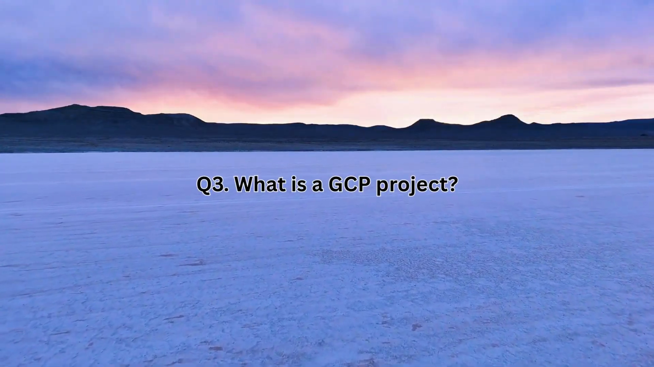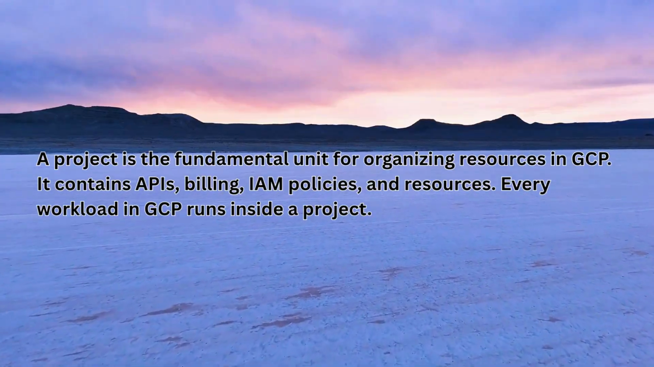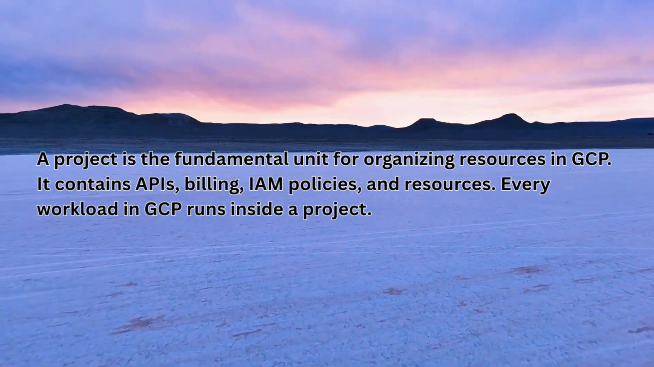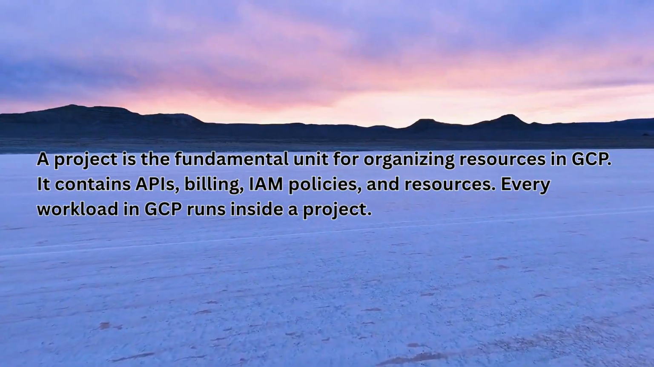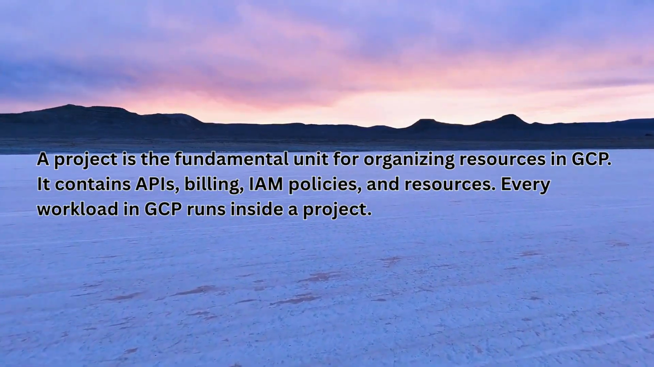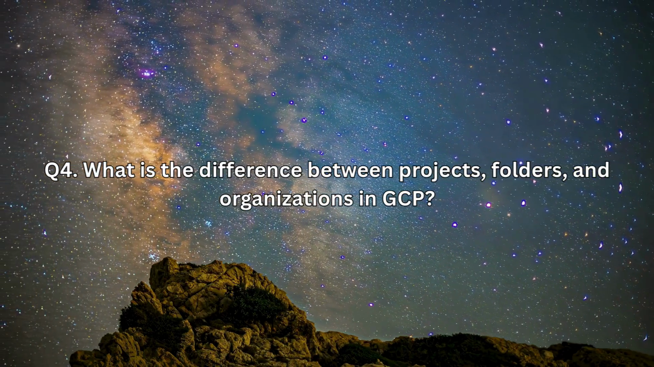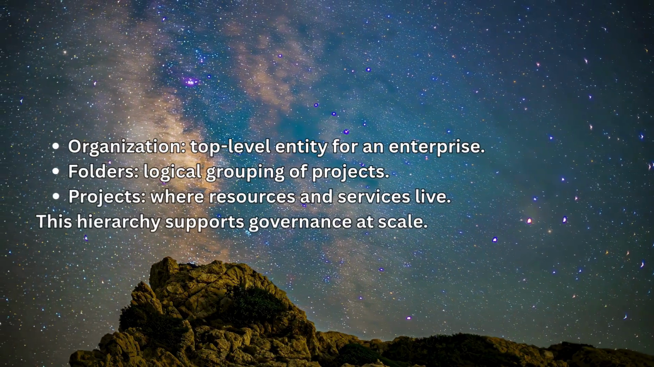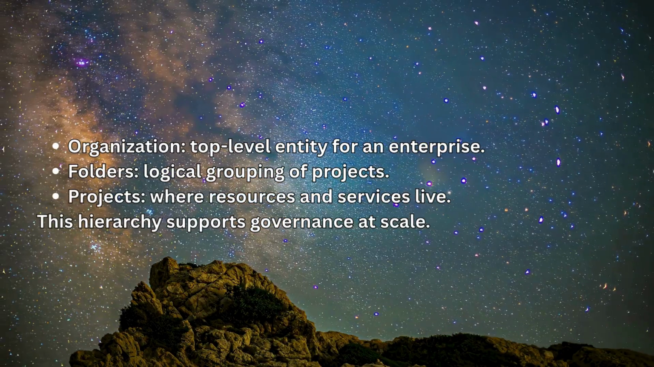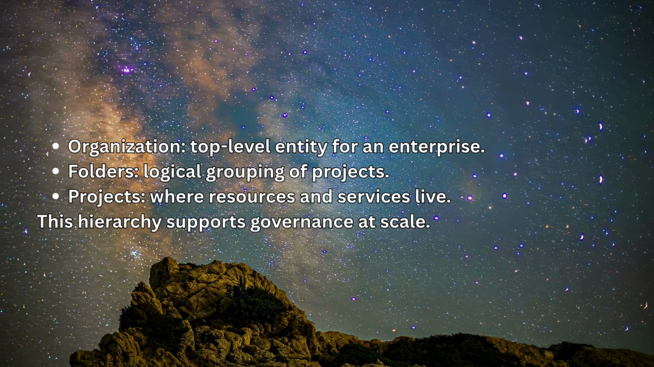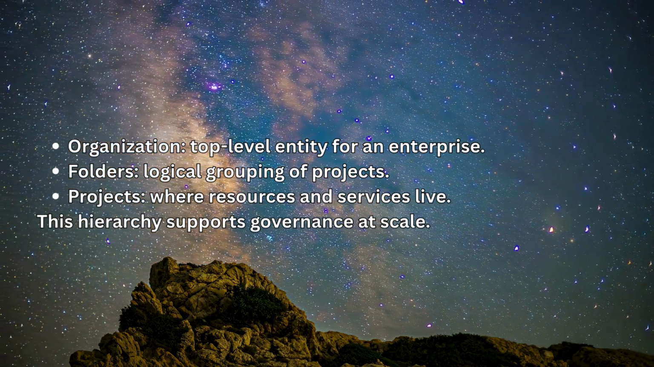What is a GCP project? A project is the fundamental unit for organizing resources in GCP. It contains APIs, billing, IAM policies, and resources. Every workload in GCP runs inside a project. What is the difference between projects, folders, and organizations in GCP? Organization: top-level entity for an enterprise. Folders: logical grouping of projects. Projects: where resources and services live. This hierarchy supports governance at scale.